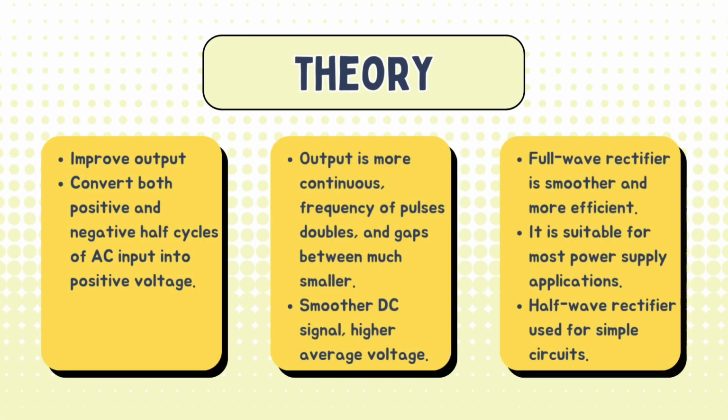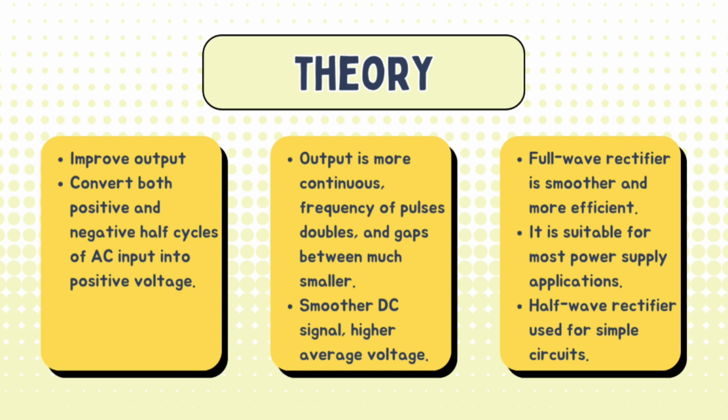Full-wave rectifier. A full-wave rectifier improves the output by converting both the positive and negative half cycles of AC input into positive voltage. This can be done either with 2 diodes or with a bridge rectifier using 4 diodes. Because both halves of the AC waveform are used, the output is more continuous. The frequency of the pulse doubles and the gap becomes much smaller. This produces a smoother DC signal with higher average voltage and better efficiency.